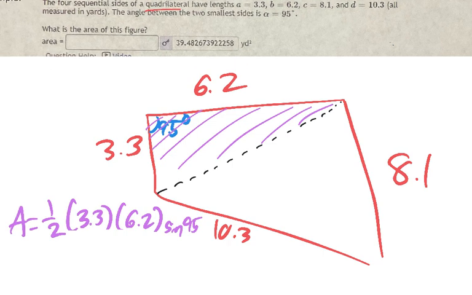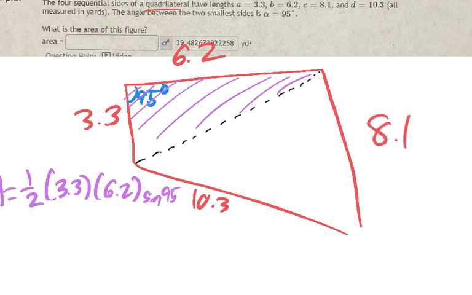So since we've got this formula written down, let's go ahead and find the area of the shaded region here. Has anybody typed this in yet? I got 10.19. Wait, no, I squared it. I squared 3.3 and 6.2. Okay, gotcha.